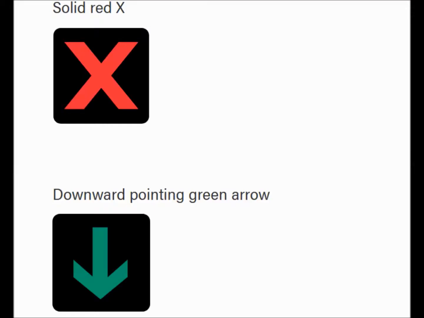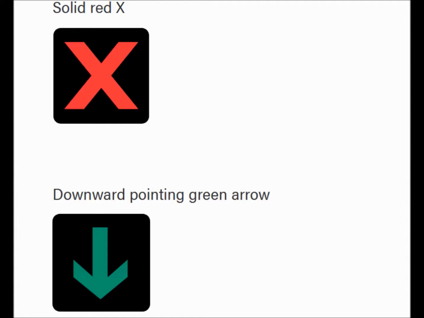Lane reversal signals. Lane reversal signals are used to control the direction of traffic on a specific lane of the roadway. A common use of this control is reversible lanes that change the flow of traffic during different times of the day. The signal or signals over one or more lanes change between a red X and a green arrow. Image description. A black box with a red X.